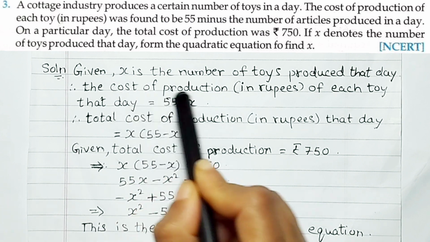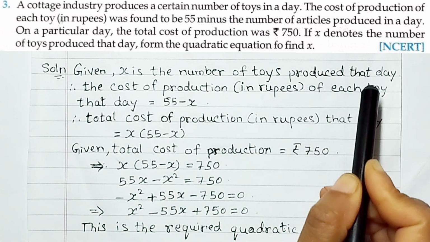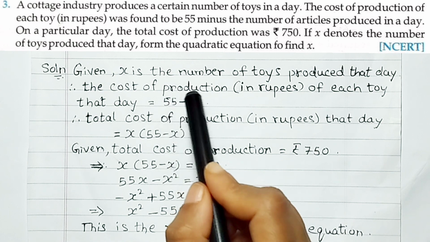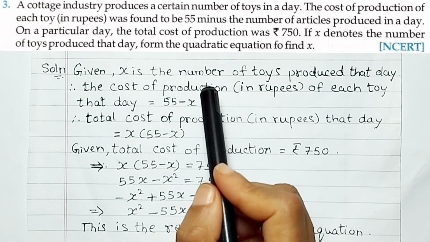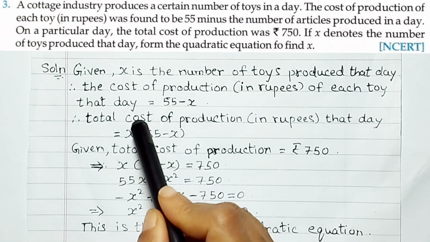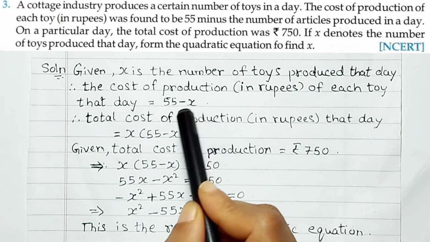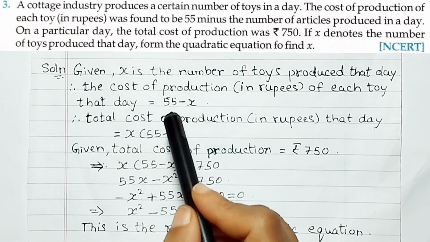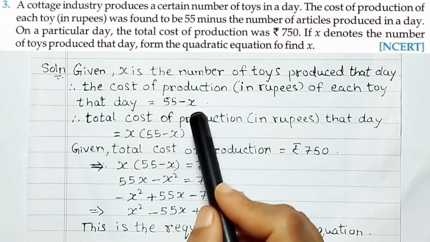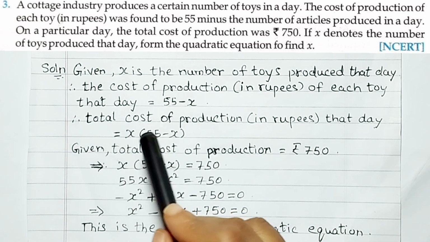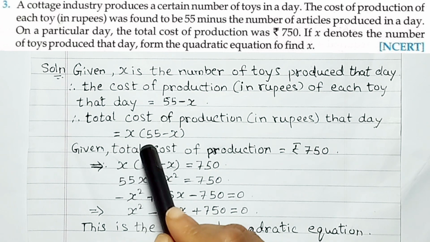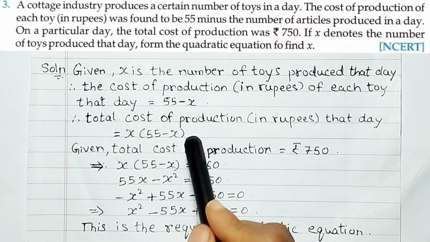Solution. Given x is the number of toys produced that day and the cost of production is 55 minus the number of toys produced that day. Therefore, the cost of production in rupees of each toy that day is 55 − x. The total cost of production is the number of toys produced times the cost of production. That is, the total cost of production in rupees that day is x(55 − x).